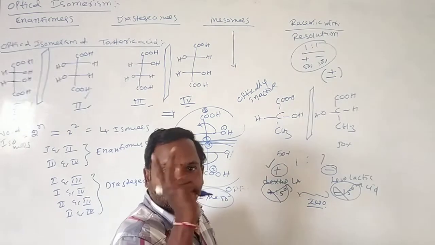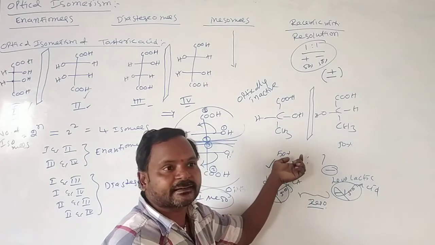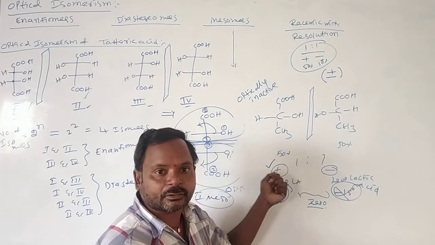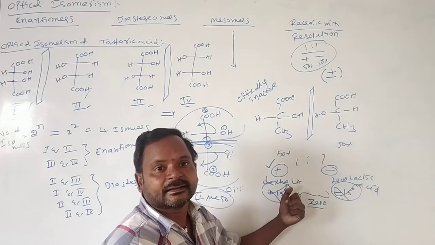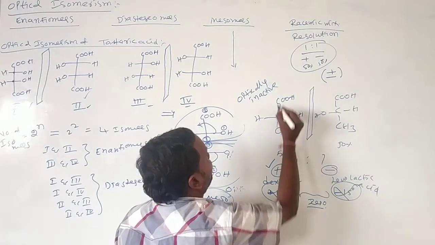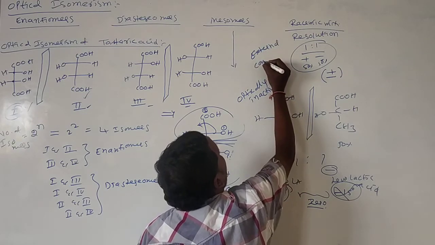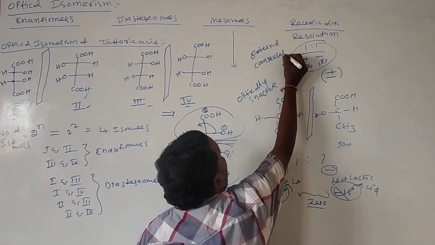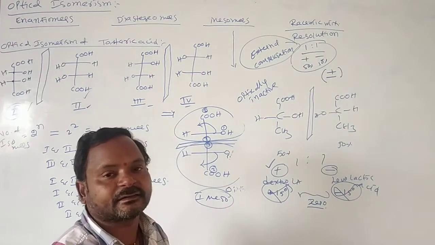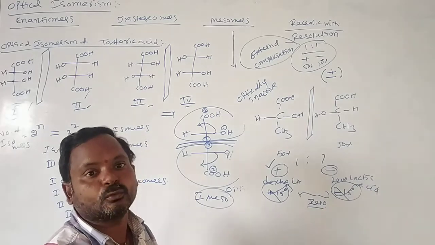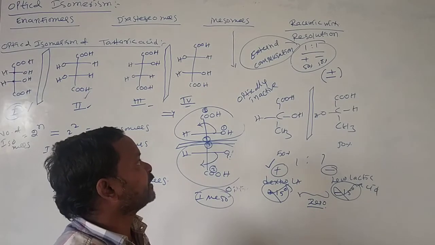A racemic mixture means two compounds are present, one is dextro, one is levo. The dextro rotation of one is cancelled with the levo rotation of the other. This concept we call external compensation. Due to external compensation, a racemic mixture is optically inactive.